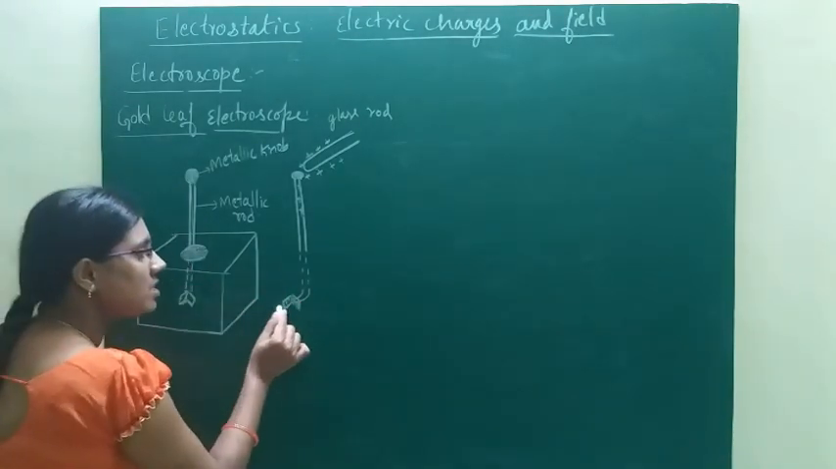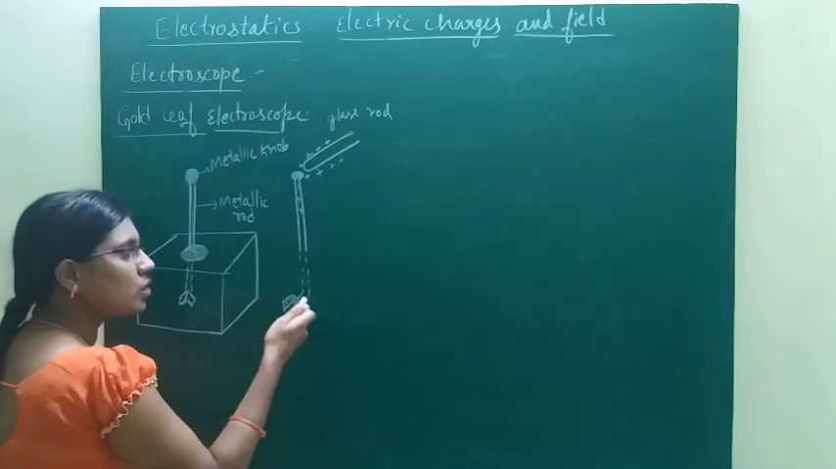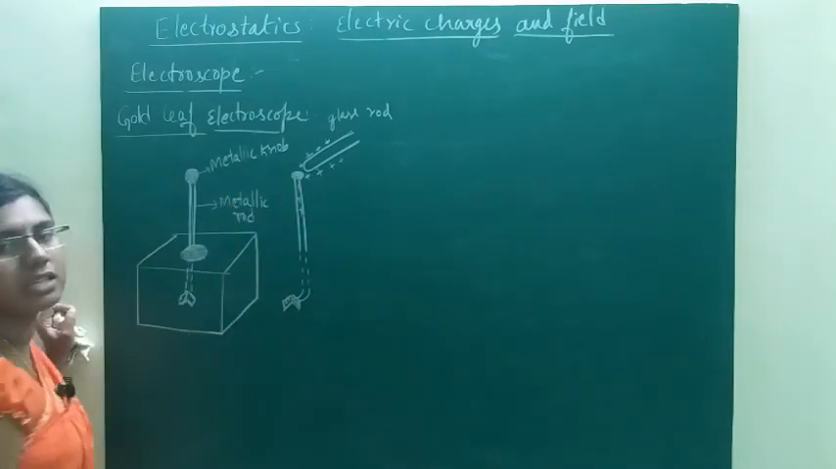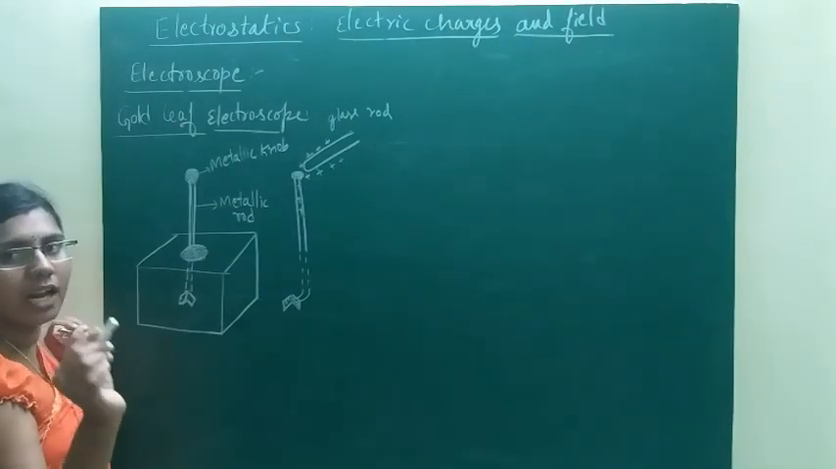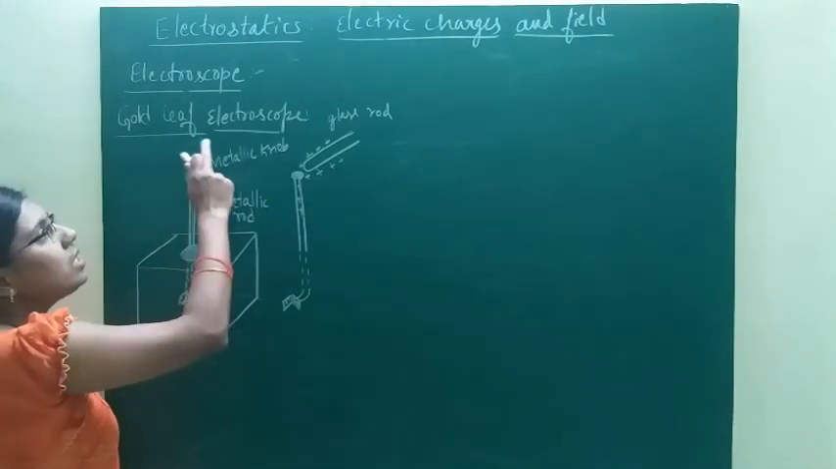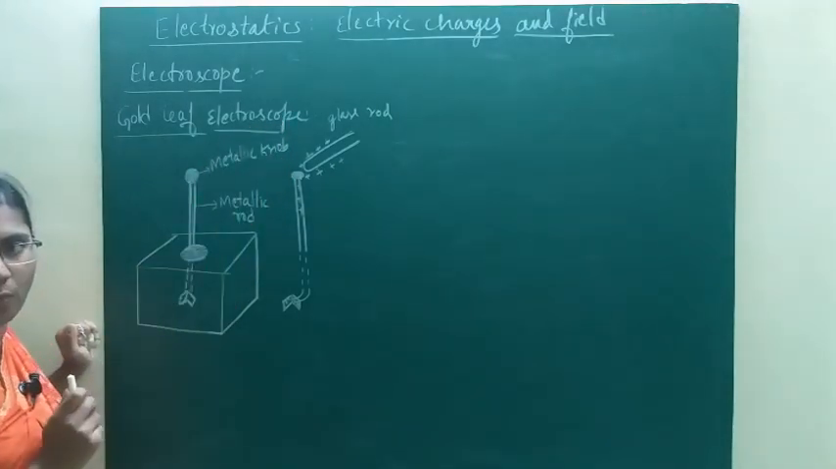This divergence of the gold leaves shows the presence of charge in that body. This way we can detect the charge in a body. This is about the gold leaf electroscope.